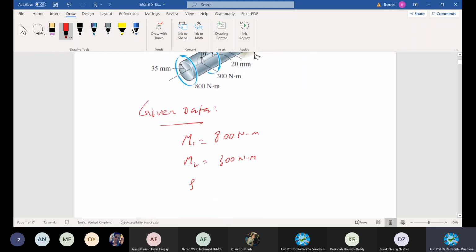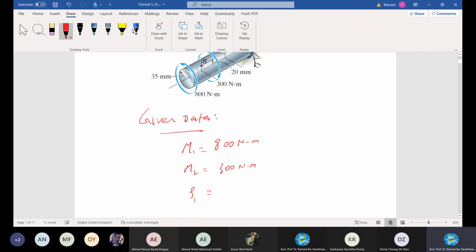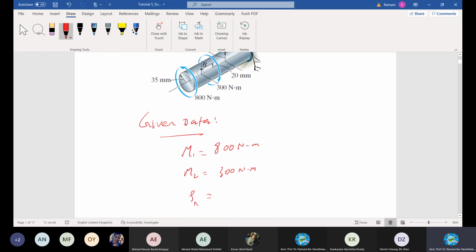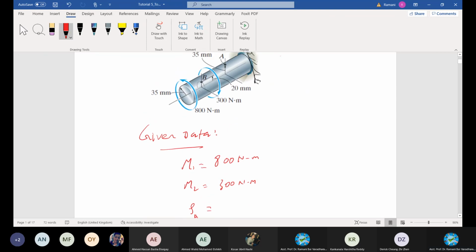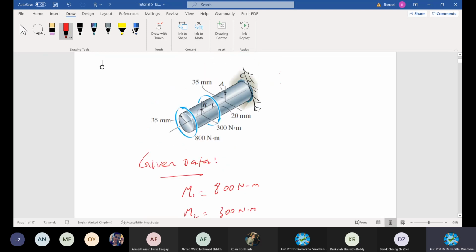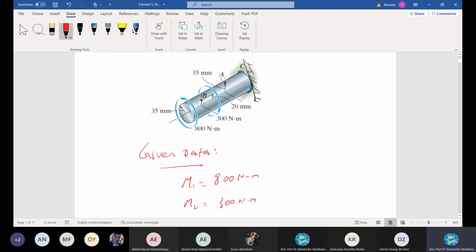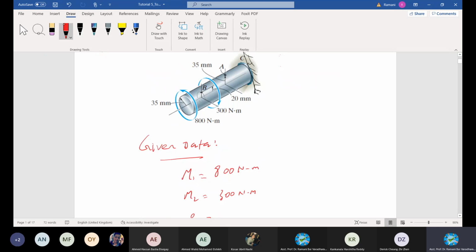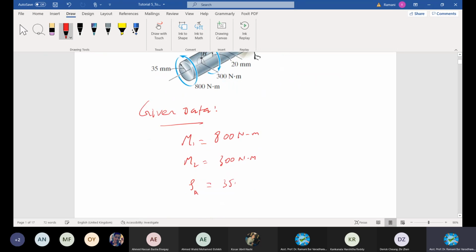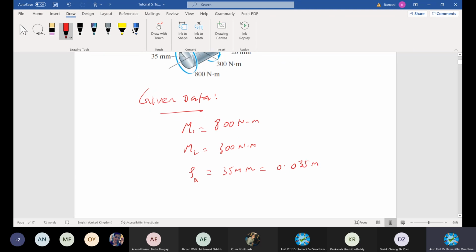Rho 1 and rho 2 are there. Let it be rho 1 and rho 2, or rho A. Point A is at, let it be in meter itself. We convert it into meter. Number 1, A is at 35 mm, or otherwise 0.035 meter. Please check with me. Correct me if I'm wrong. Correct, right?